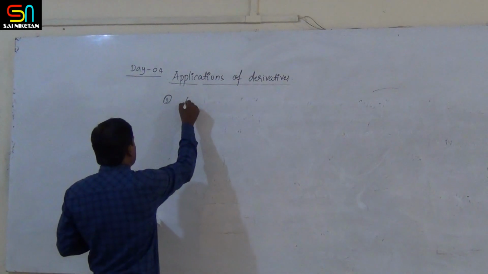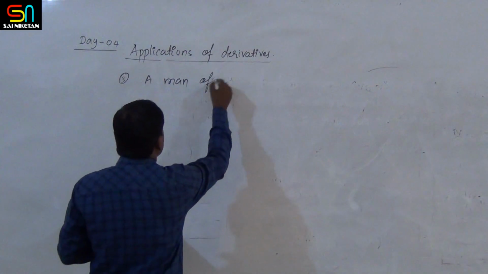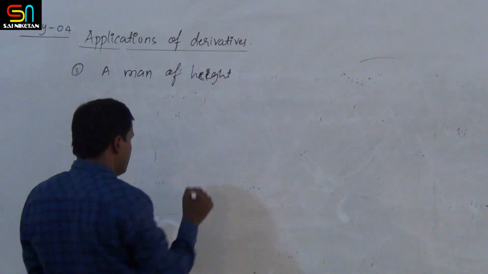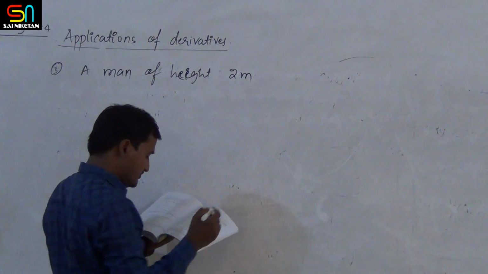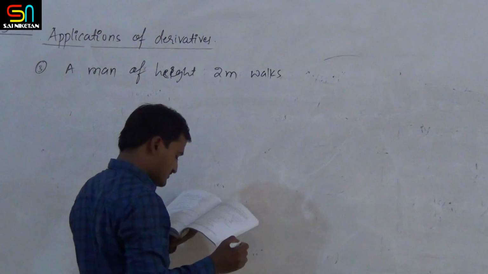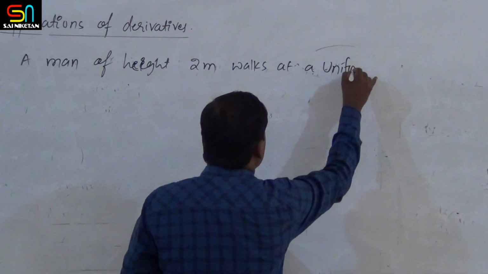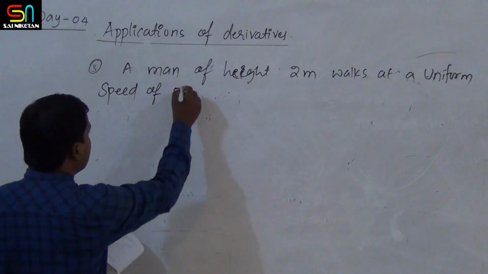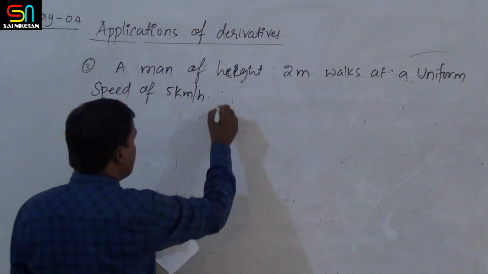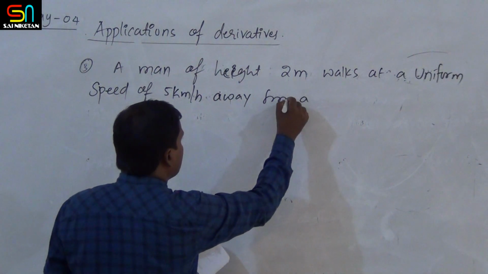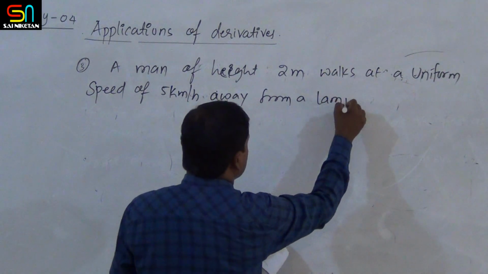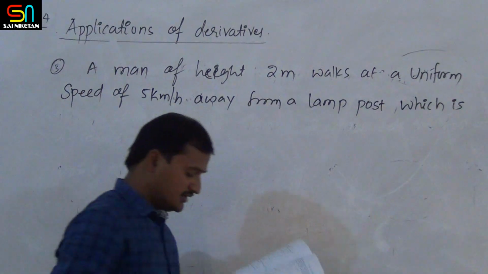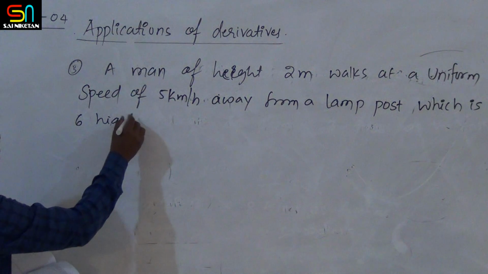Third question. A man of height 2 meters walks at a uniform speed of 5 kilometer per hour away from a lamp post, which is 6 meters high.